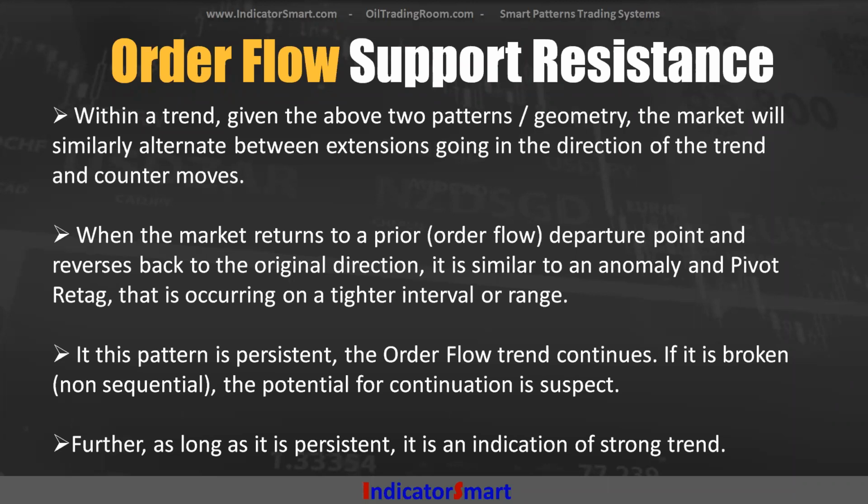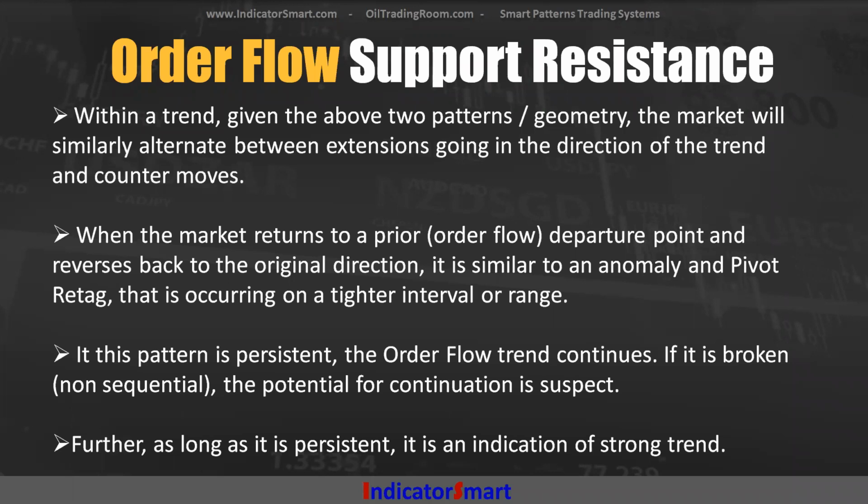So within a trend, given the above two patterns that we just looked at and the geometry associated with them, the market will similarly alternate between extensions going in the direction of a trend and counter moves. So a market goes up for a bit, it comes back down. Usually it goes up more than it comes back down if it's an uptrend, and then it makes a longer leg going up and a shorter leg going down and a longer leg going up. That is the general shape or geometry. See, I use that term geometry there.